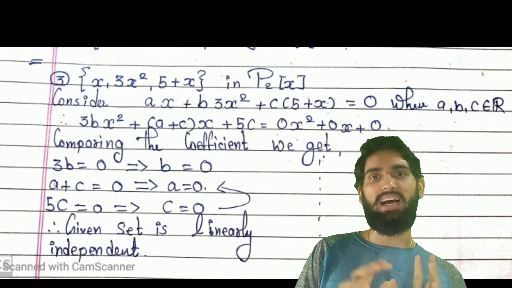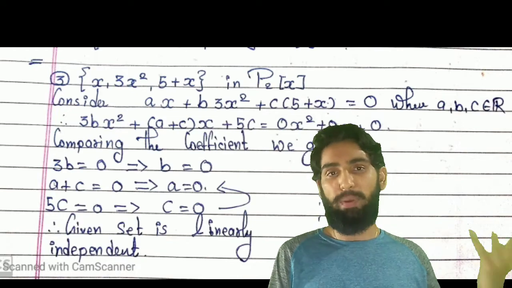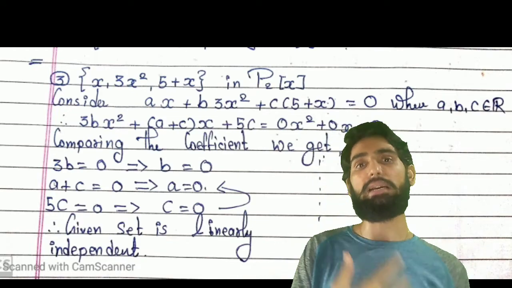Okay, so in this class we saw one example and one simple note: a set which is not linearly dependent is called a linearly independent set.